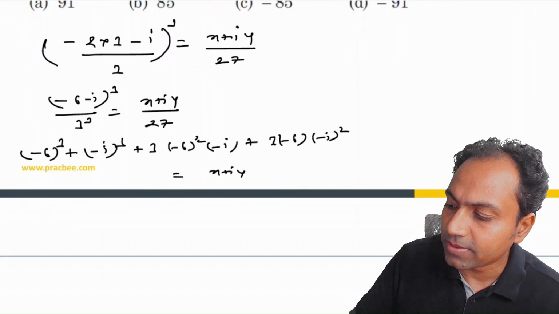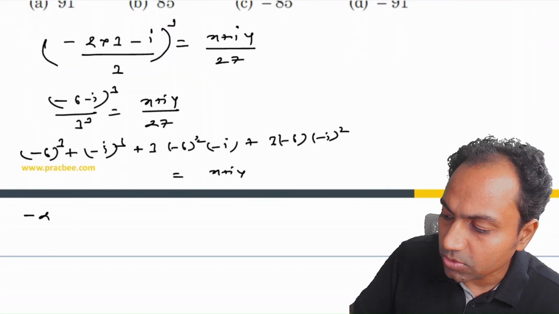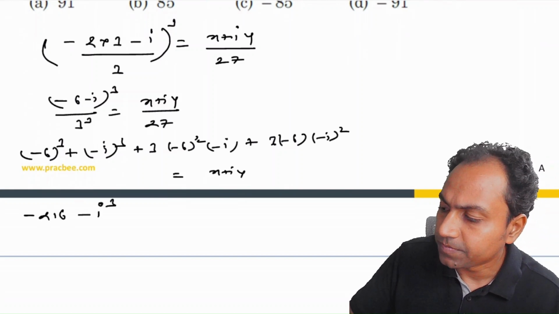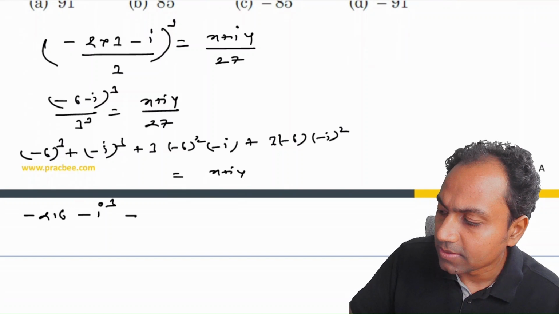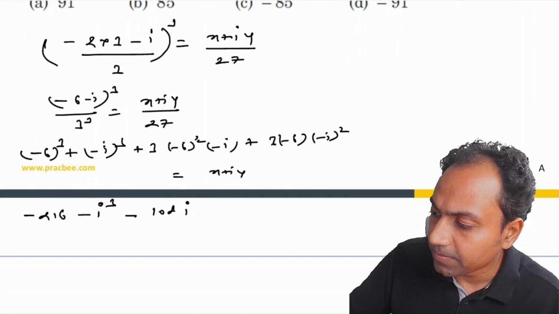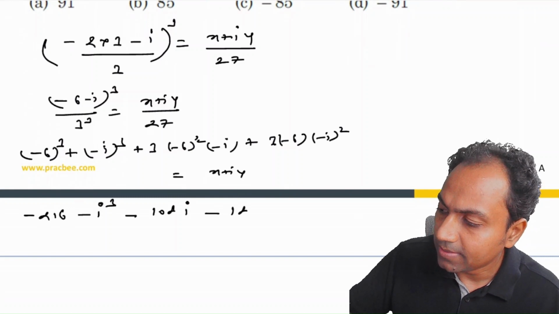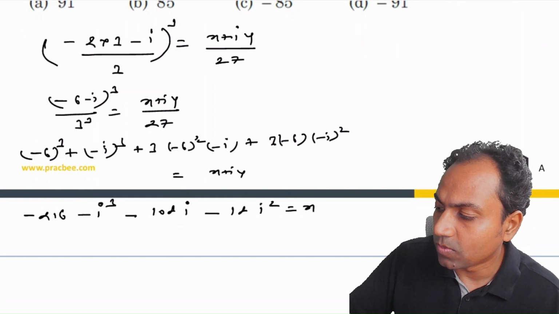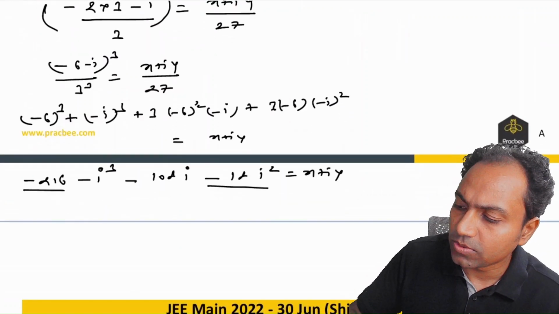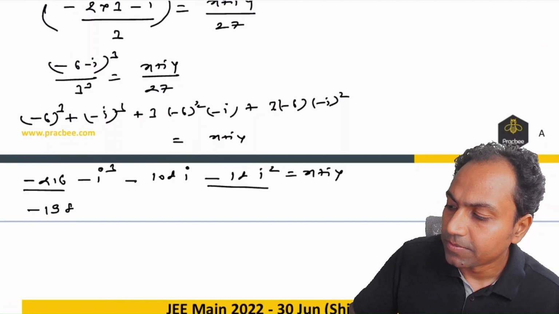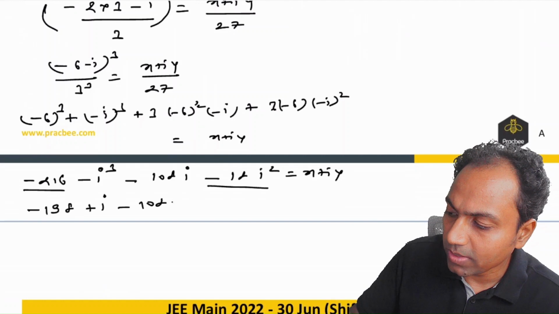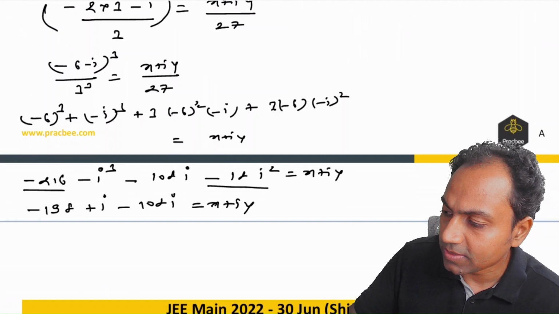Now if we simplify it further, what I get on the left hand side is minus 216 minus i cube, and this will become nothing but minus 108 into i. Next term becomes nothing but minus 18 i square. This is equal to x plus iy. And now this is 216. This would become plus 18. So if I simplify, it becomes 198. This is minus i cube, so it will become plus i. This is 108i, is equal to x plus iy.